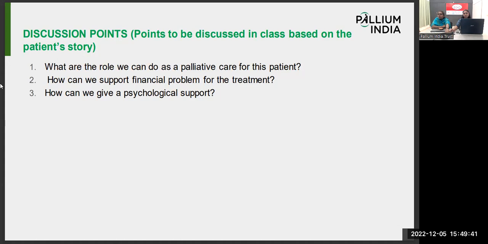We need to help Sister Swadika. She needs to help this patient. So her question is, what role can we play as palliative care for this patient? And how can we support this patient financially? And her third question is, how can we give psychological support to this patient?